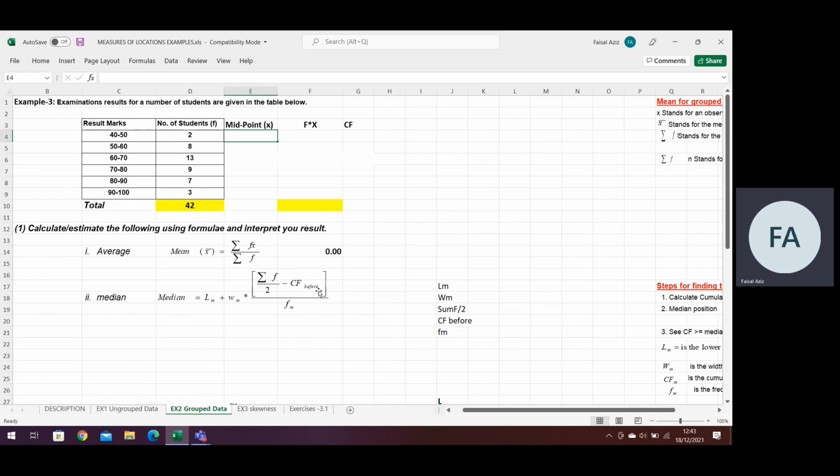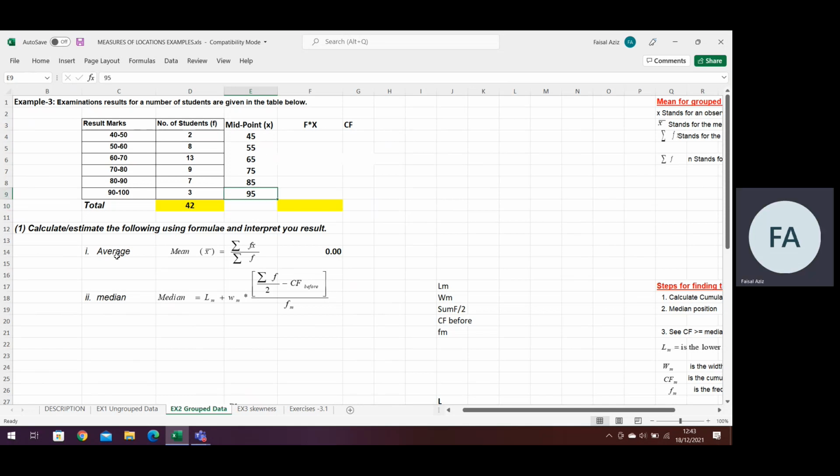So 40 and 50 will give you 90, and when you divide it by 2 you will get 45. Similarly 50 and 60 give 110, and when you divide it by 2 it will give you 55. So there will be a sequential difference of 10 in the following numbers. So here I'm going to write them. This is the variable x, which is the midpoint.